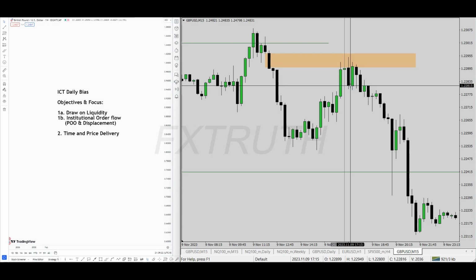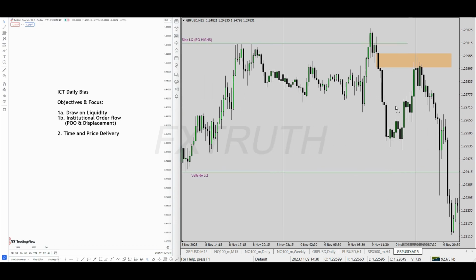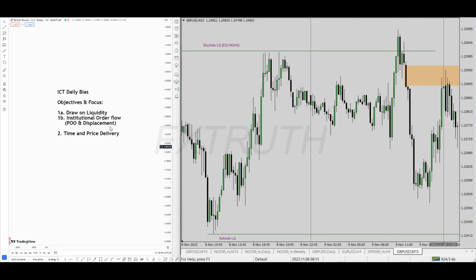So let's say you entered at the drop of this candle, you can put your stops above that high or above this particular fair value gap right there. So let's just put it above this fair value gap at 166 pips, and we're targeting the sell side liquidity, which is this zone right here, at 401 pips. So this is how you can actually use this particular process right here on the left side of the chart to identify the ICT daily bias.